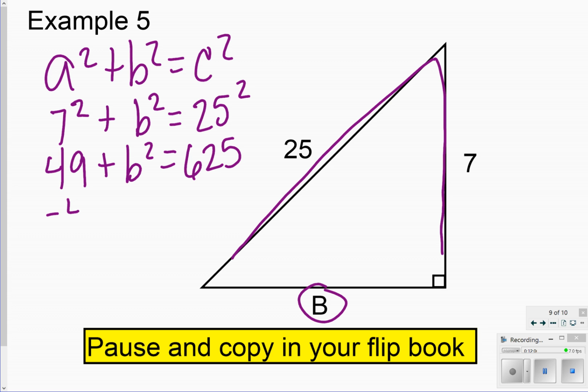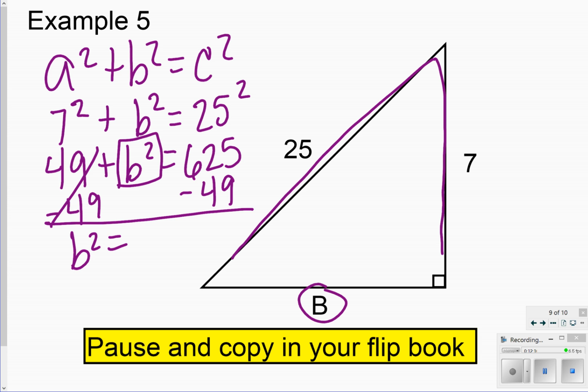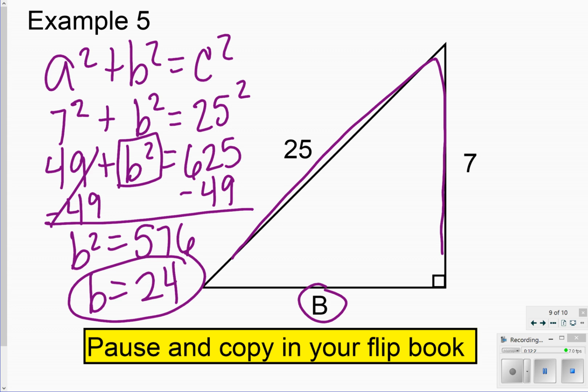We're going to subtract 49 from both sides so we can isolate our b squared. And b squared is going to be equal to, on my calculator, 576. I think we just had that number. And the square root of that, yep, same as our last one, is 24. So again, we can find it when we know both of the legs. We can find it when we know the hypotenuse and one of the legs. We are just solving for the missing part. Again, put this in your flipbook.